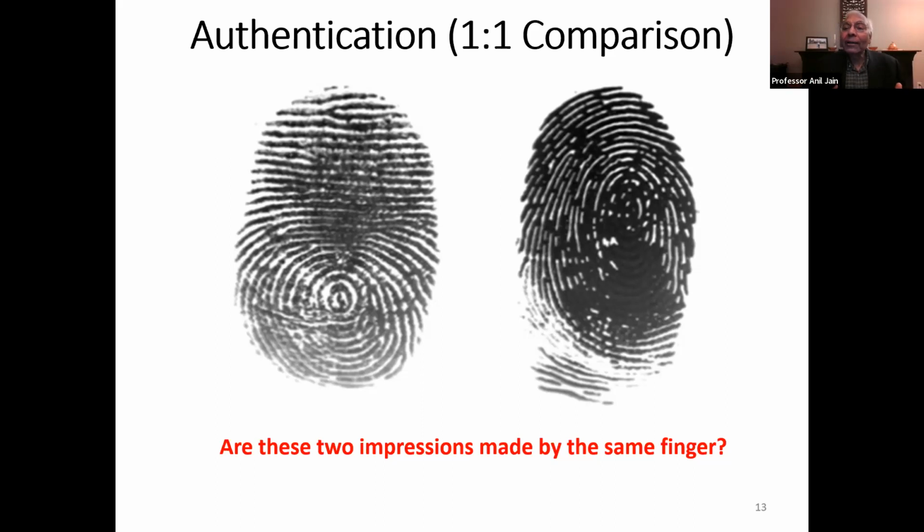You claim who you are, you provide your fingerprint, and then it is determined whether this fingerprint matches Anil Jain's fingerprint in the database. This is a relatively simpler problem. The more challenging problem is one-to-N comparison. So we go to the next slide.